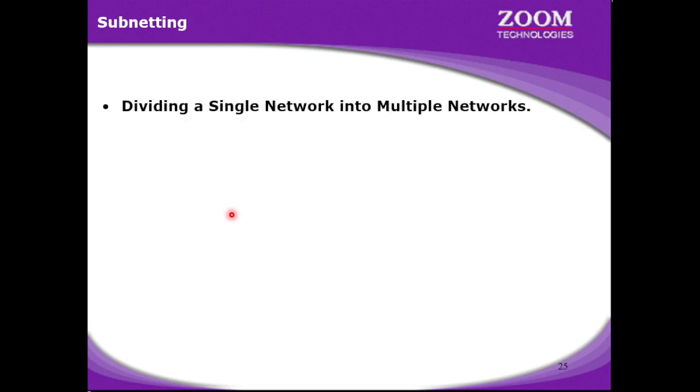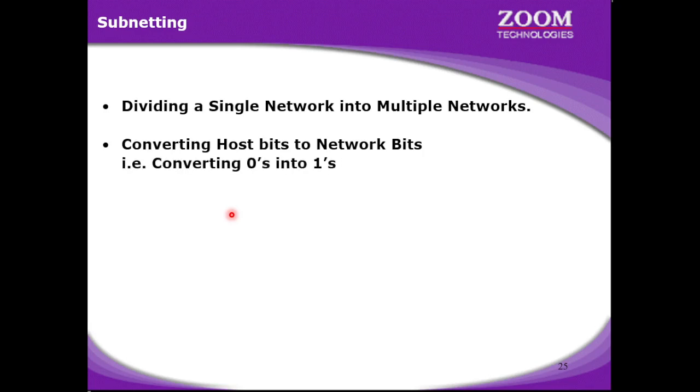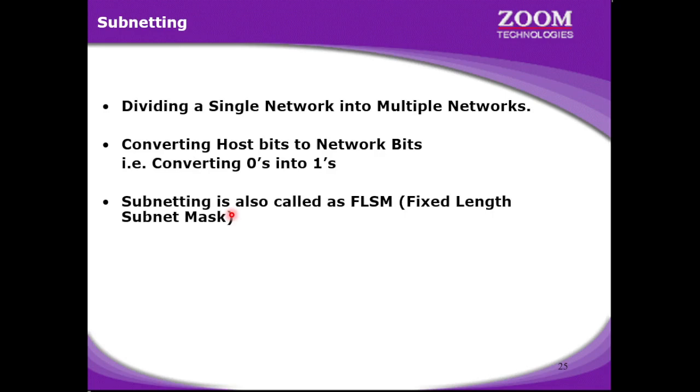So, eto na. Let's talk about subnetting. Subnetting is dividing a single network into multiple networks. We convert the host bits portion para maging network bits. So, for example, we convert zeros into ones. Subnetting is also called the FLSM or fixed length subnet mask.